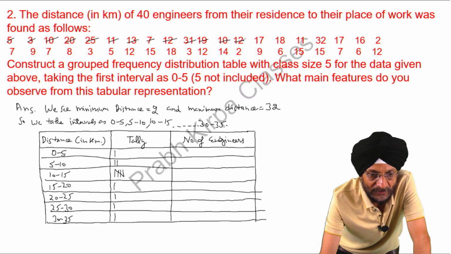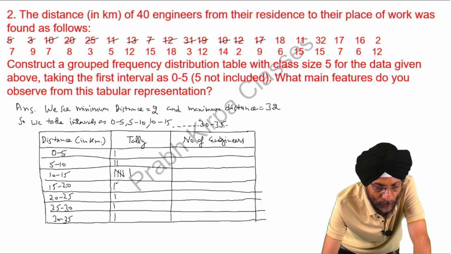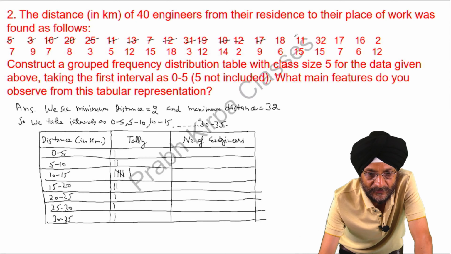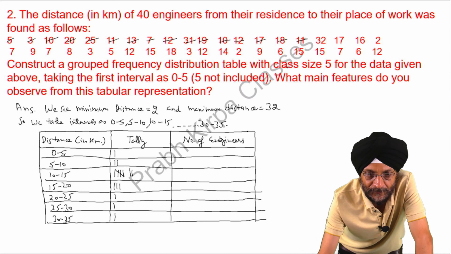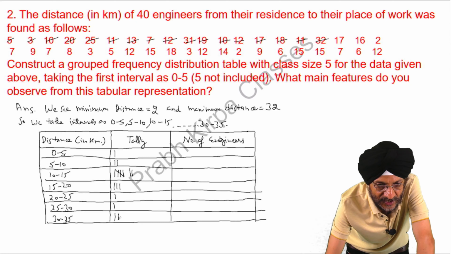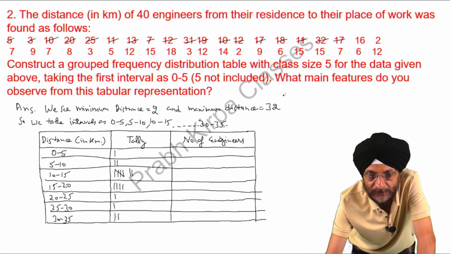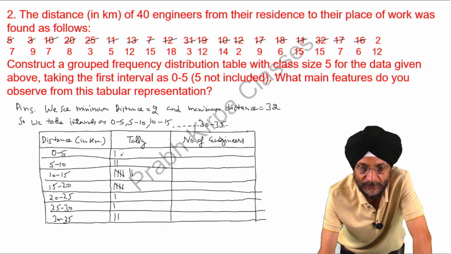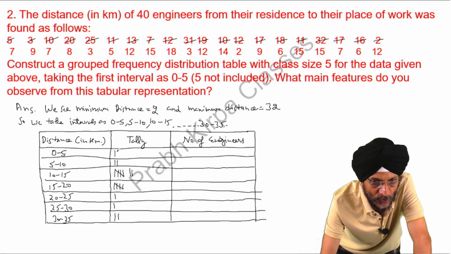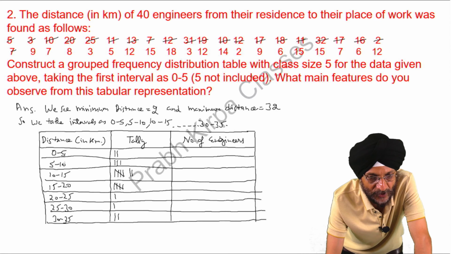12 is to be counted here. 17 is to be counted in this 15 to 20. 18 will again be mentioned here. 11 will fall in 10 to 15. 32, last group. 17 will fall in 15 to 20. 16 will fall in 15 to 20. This will fall in the first group. 7 will fall in the second, 5 to 10.